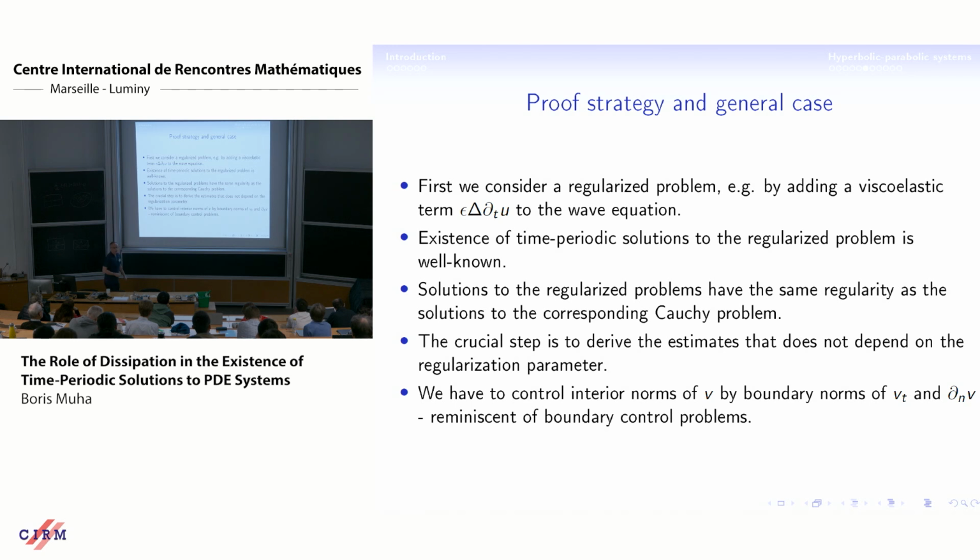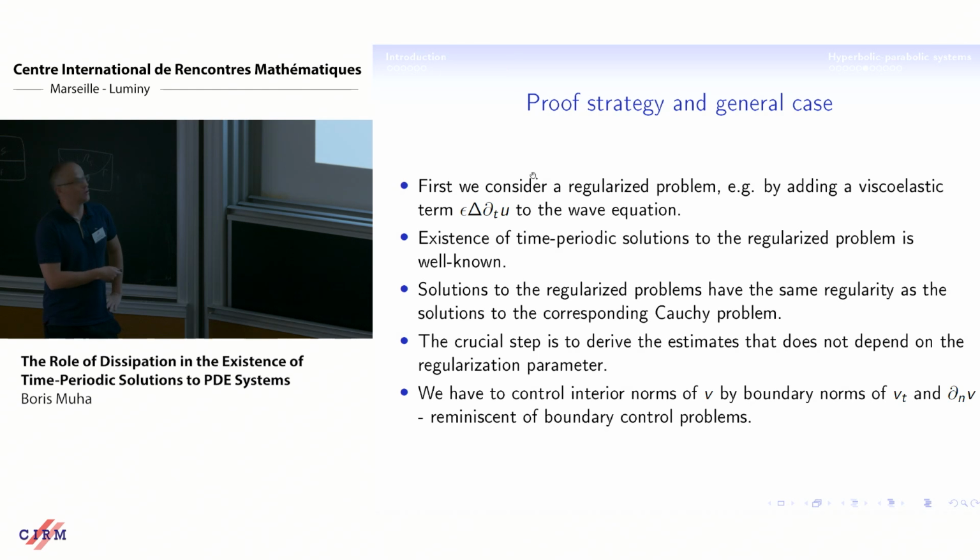Okay, so let me say a few words about the proof. I don't have lots of time. So the construction is not so complicated. We add regularizing terms to the wave equation. So basically we have two parabolic equations which are coupled. And for this there exists an abstract theory which immediately gives us a time periodic solution. These are regular solutions and they have nice regularity properties, like our Cauchy problem. And the crucial step is to derive an estimate which does not depend on the solution.